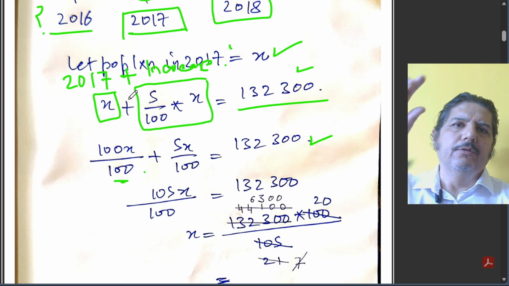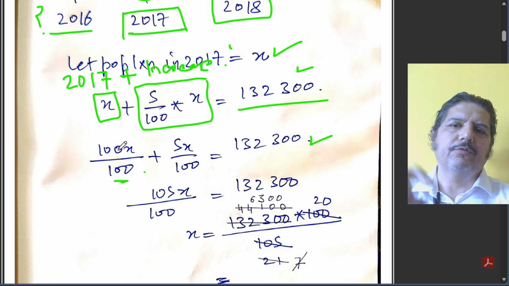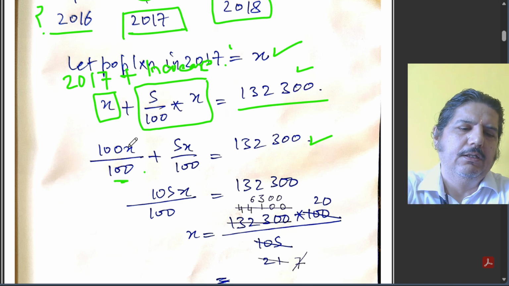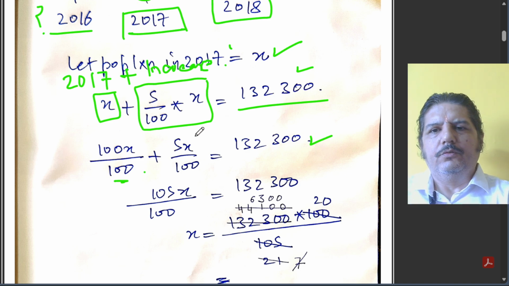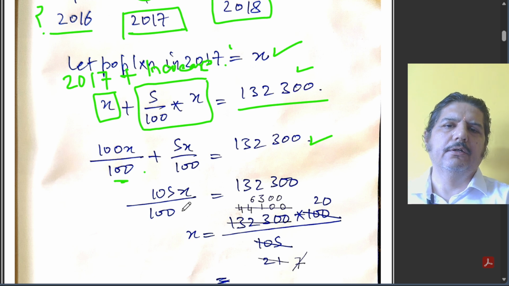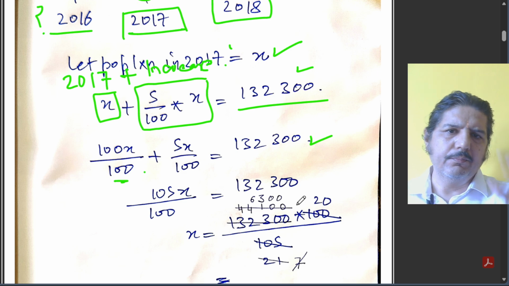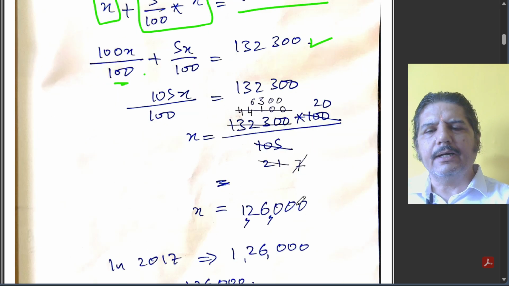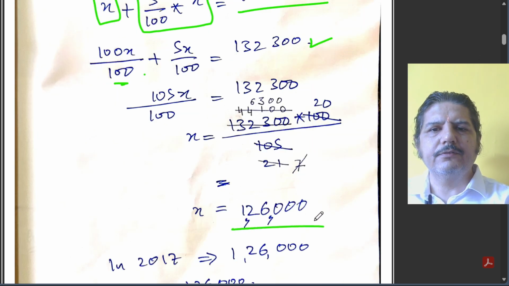Because I want to make the denominator of x as 100, that is why I have multiplied the numerator and denominator by 100. So now I add these. 100x plus 5x is equal to 105x upon 100, which is equal to 1,32,300. Then I have to solve this, a bit of basic calculation. You can have a look at the PDF. And finally, I'll get the answer as 1,26,000.